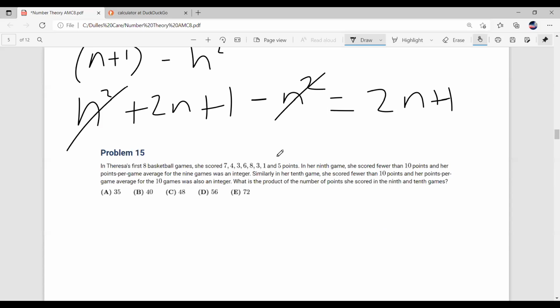Wait, we're actually not told if the average of her games is 10. Basically what it says, in her 9th game, she scored fewer than 10 points. And her points per game average for the 9 games was an integer. The average for her games doesn't necessarily have to be 10. I hope that explains your question.